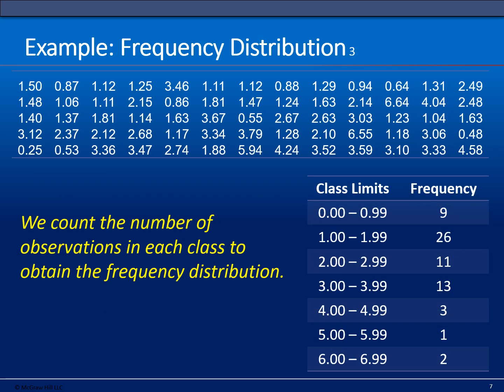Here we've entered all the observations. There were 9 in the first class. If you go through these and count, you'll see them. There were 26 between 1 and 1.99, all the way down the table. And so we've created the frequency distribution for our study.